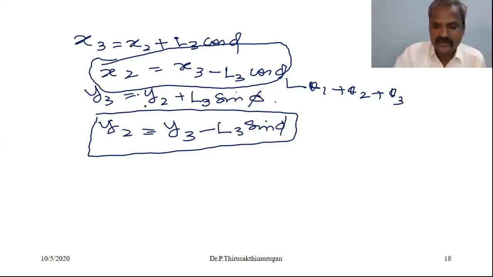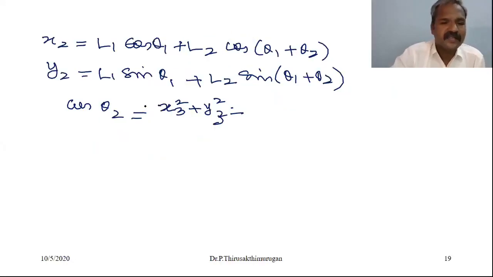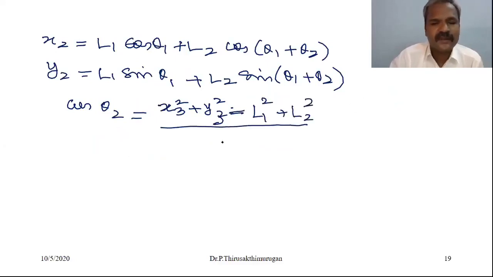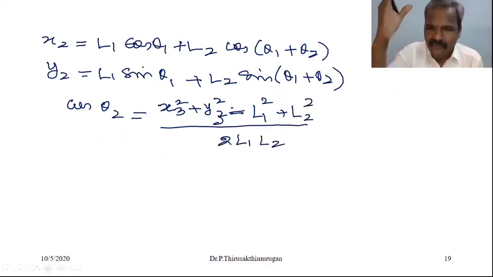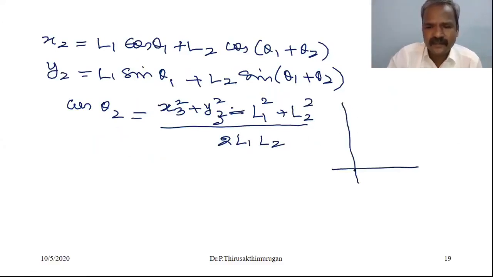Okay, so what is the final solution? The reverse kinematic cos theta 2 equal to x3 square plus y3 square minus L1 square minus L2 square divided by 2 L1 L2, up to 2 degree of freedom. Please try to understand up to this, even though it is 3 degree of freedom, we find the solution for two angles. What is theta 1 and theta 2?